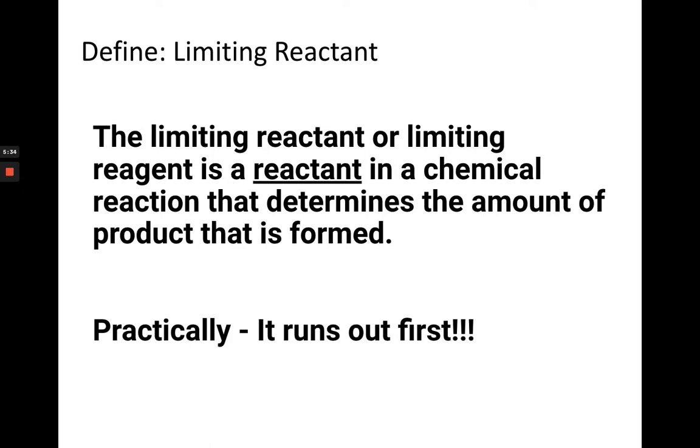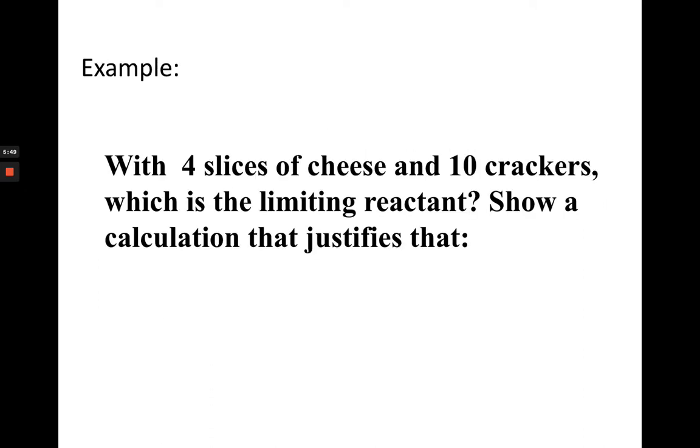It would be lovely to think you would have exactly the right amount of cheese and the exact right amount of crackers, and that at the end there would be no cheese left and no crackers left. But we know practically that doesn't always happen. So let's look at an example where we can illustrate this idea of a limiting reactant. If I had 4 slices of cheese and 10 crackers, what is the limiting reactant? And you want to show a calculation that justifies that, okay?